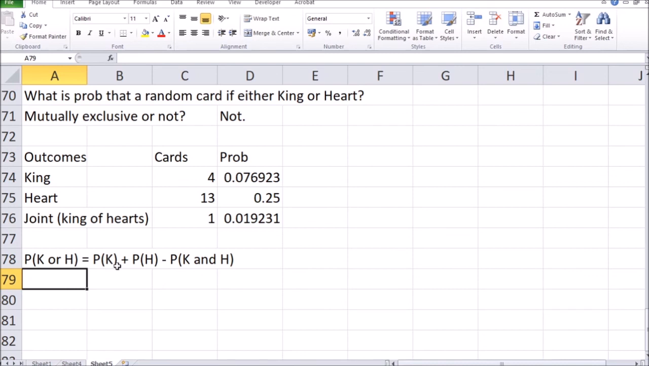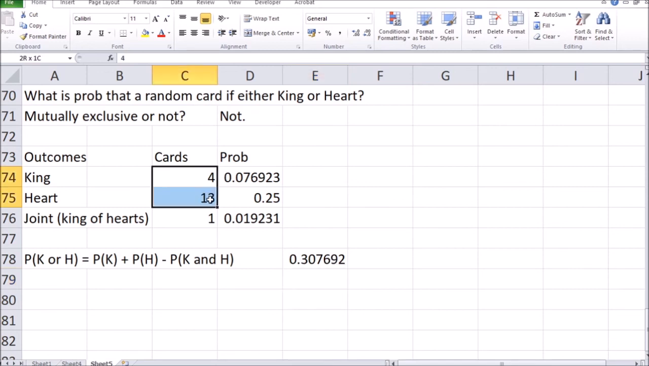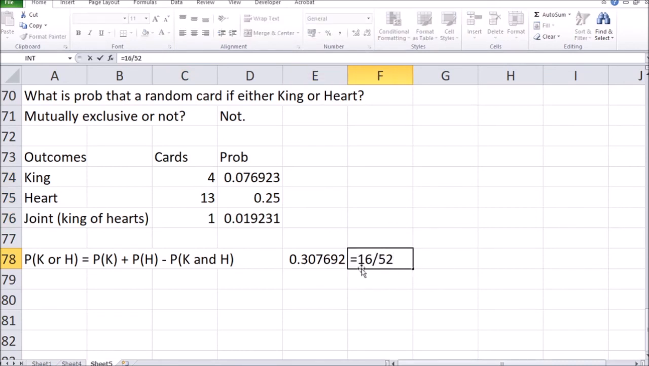The general rule is, of course, the probability of the card being either a king or a heart is the probability of kings coming up plus the probability of hearts coming up minus the joint probability. And that is probability of kings plus the probability of hearts minus the joint probability. That gives me 30.77%. Or generally, that's actually 16 out of 52 cards. 16 fifty-seconds. So there you go.